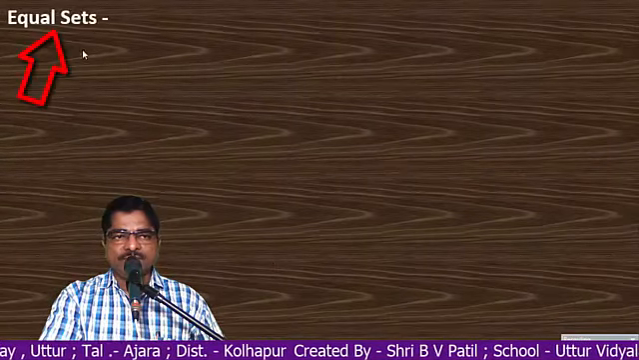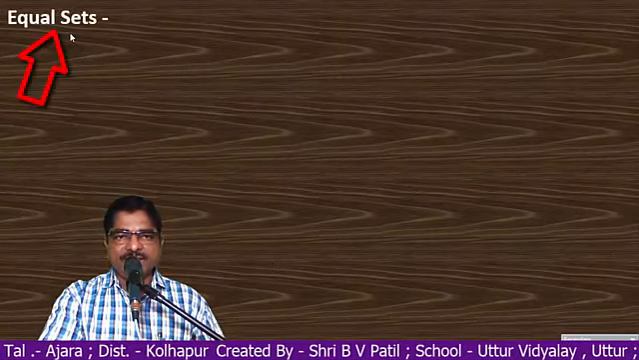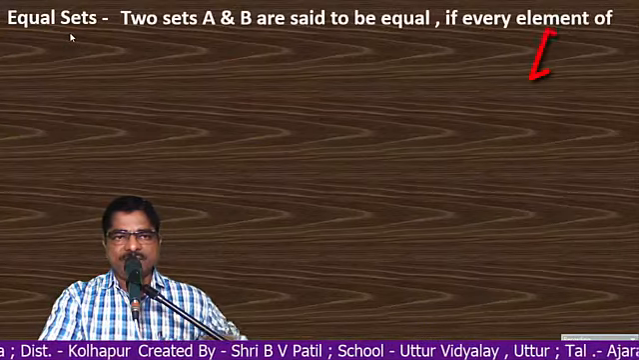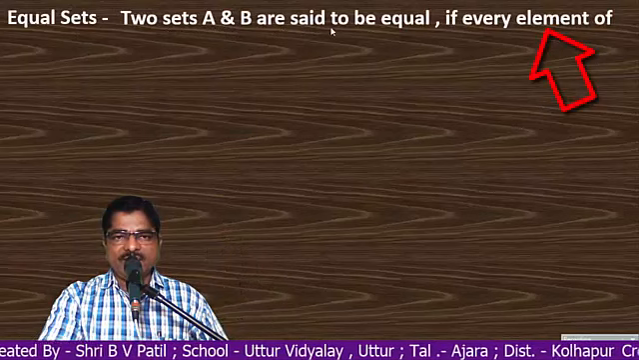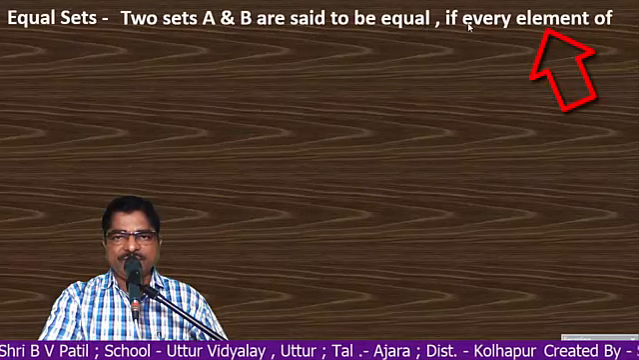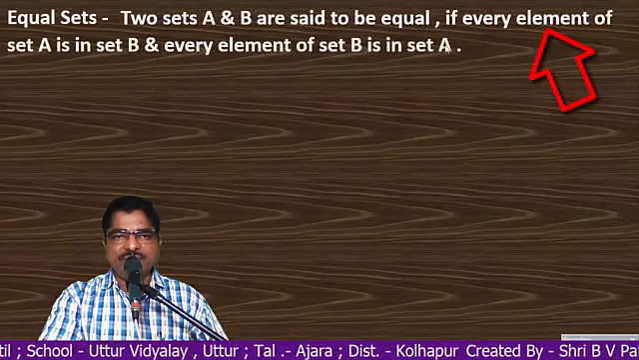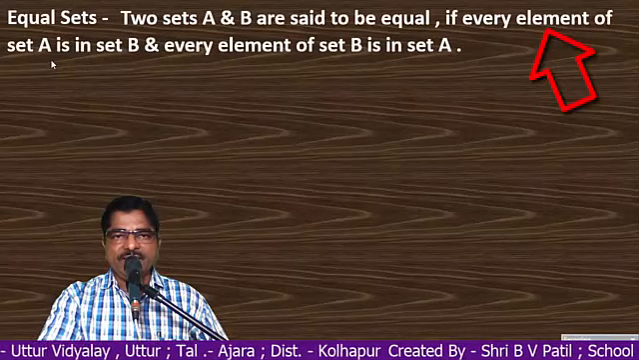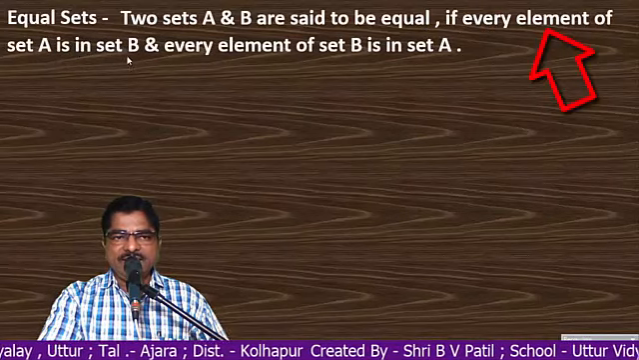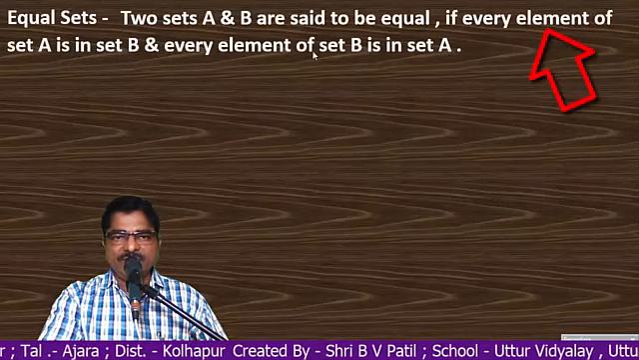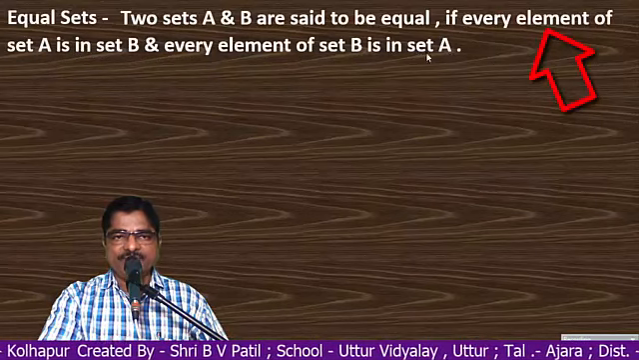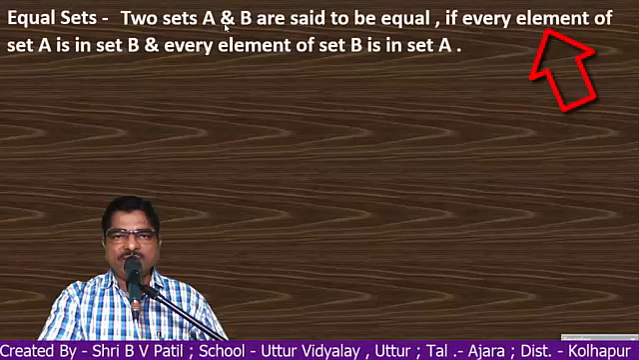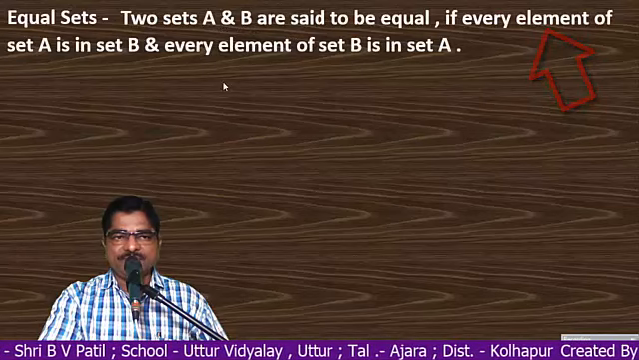Then equal sets. The definition is: two sets A and B are said to be equal if every element of set A is in set B and every element of set B is in set A. It means both sets are equal.